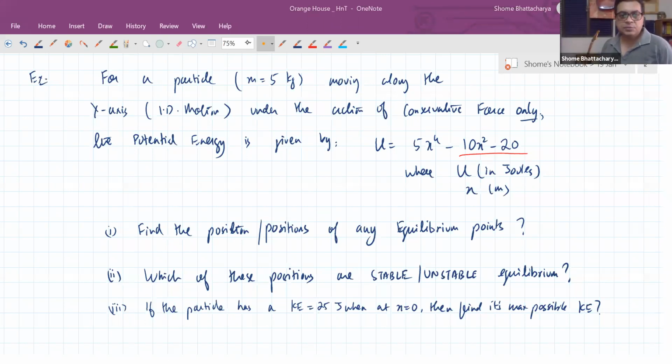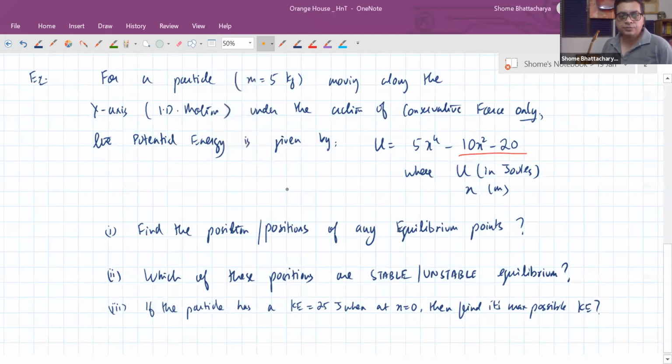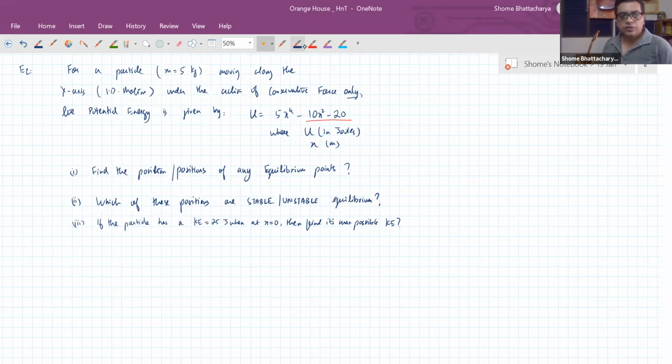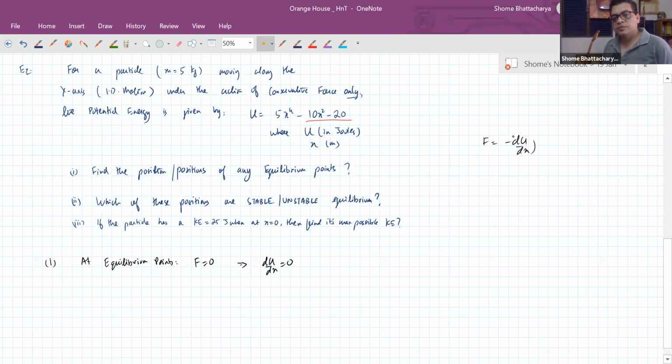Okay, so let me explain. See, for the first thing, obviously what you need to find out is at equilibrium points, force should be zero. That means du by dx should be zero. Because remember, force is negative of du by dx.